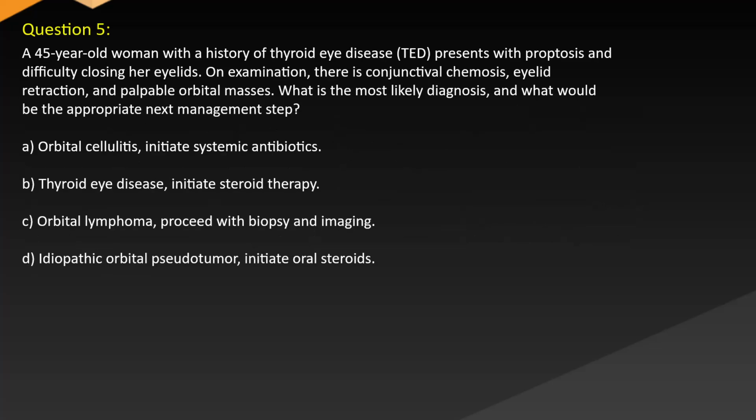Question 5. A 45-year-old woman with a history of thyroid eye disease (TED) presents with proptosis and difficulty closing her eyelids. On examination, there is conjunctival chemosis, eyelid retraction, and palpable orbital masses. What is the most likely diagnosis and what would be the appropriate next management step?